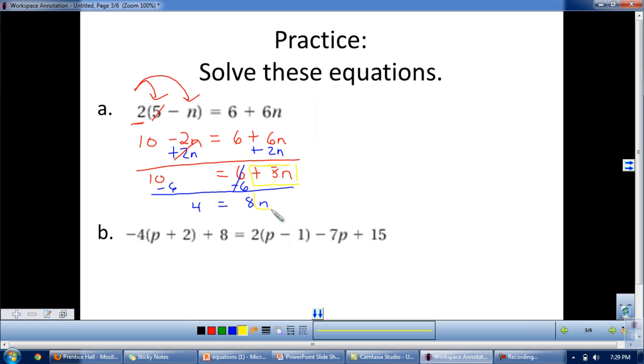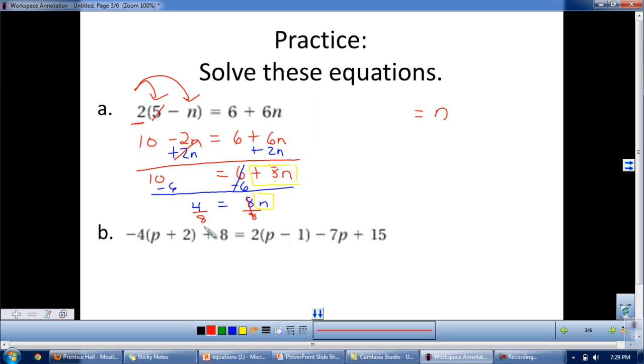Now we're almost done. We are going to circle or box our n, and we're going to find the reverse operation of multiplying by 8. Well, that's really easy. That is dividing by 8. Oh, I think I'm getting my colors mixed up. Well, 8 over 8 simplifies to 1n. I'm running out of room, so I'm going to write up here, n equals 4 divided by 8.